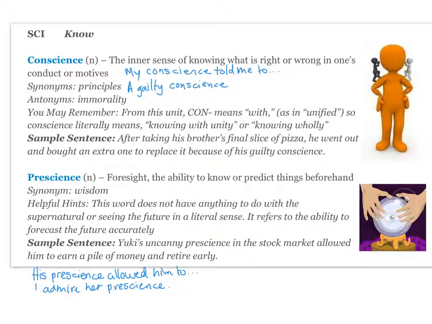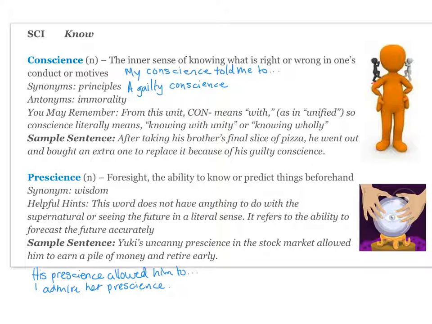Your next root is sci, which means know, and you'll recognize that from the word science. Science is about knowledge. Your first word is conscience, which is a noun, and it means the inner sense of knowing what is right or wrong in one's conduct or motives.